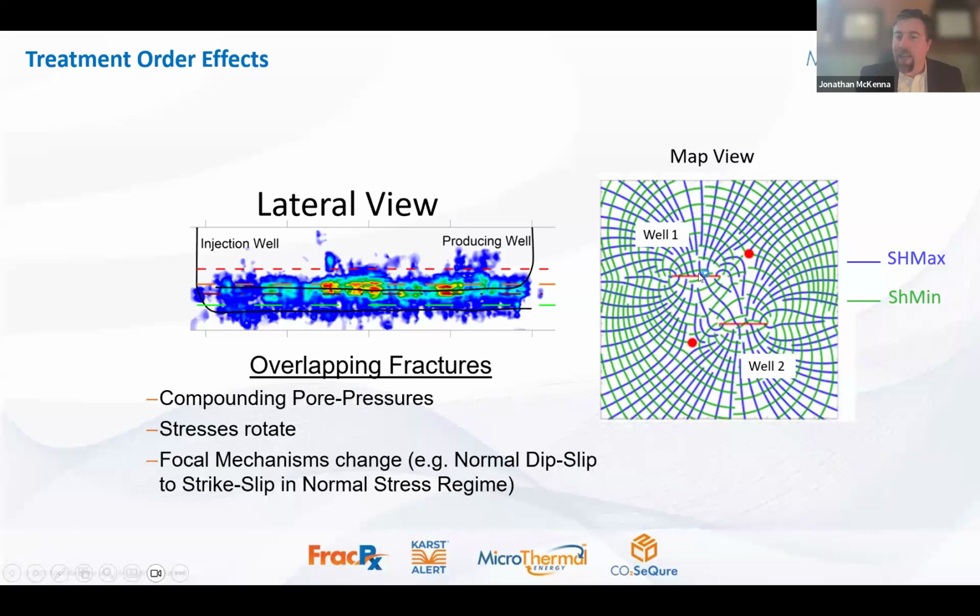And when you are injecting in map view from well 1 to well 2, this is showing your background SHmax tends to be east-west, but in between the two stages being treated, we would see an apparent left lateral rotation as measured from traditional theoretical geomechanics.